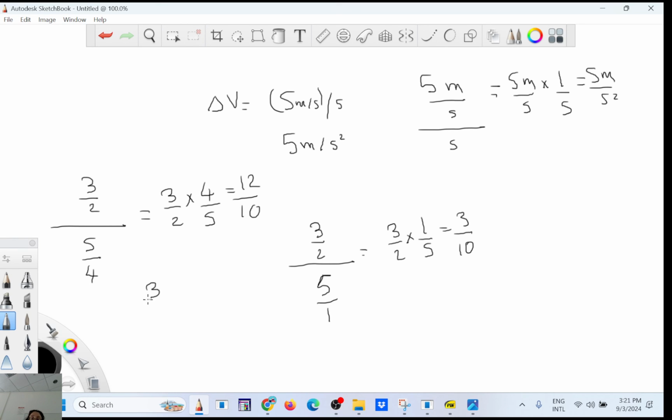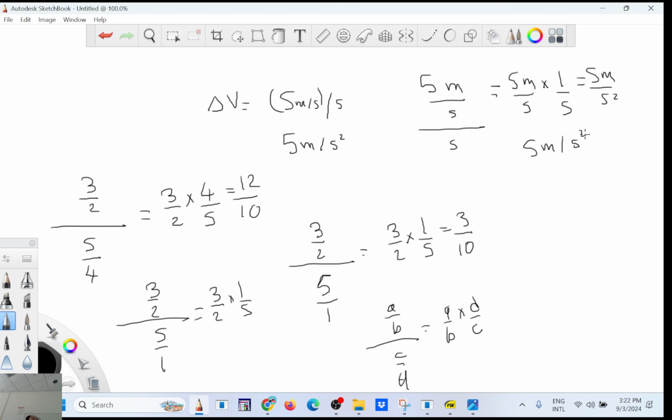Right? So if you have something like this, it's like you have 1 over, so it will be 3 over 2 times 1 over 5. Right? Yes? So A over B divided by C over D is going to be the same as A over B times D over C. So that will be the same as 5 meters per second squared. Is that right? Is that clear?